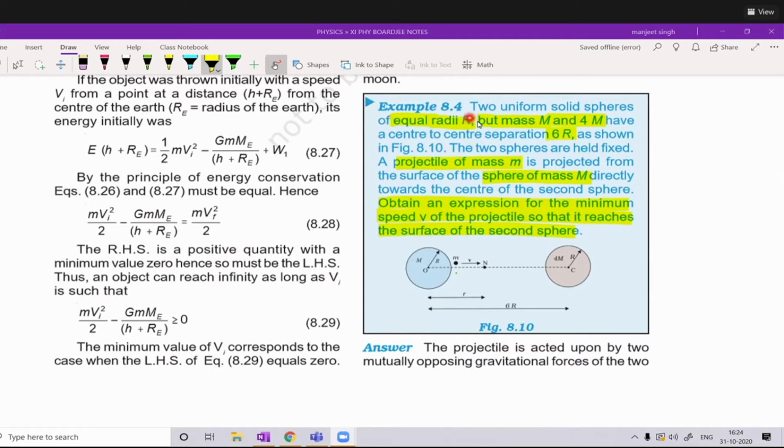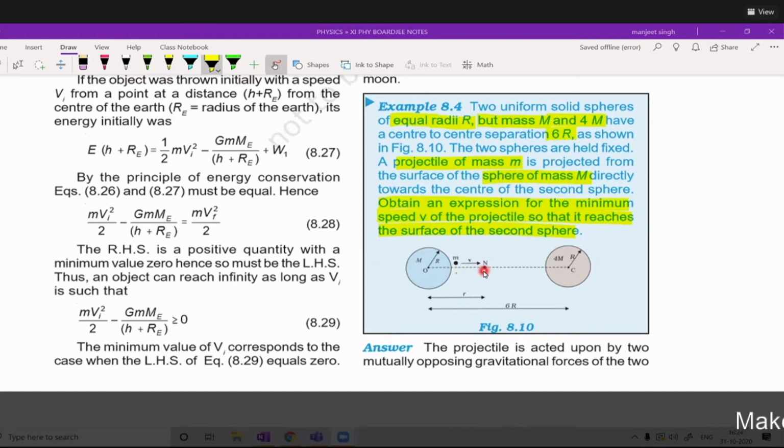Example 8.4: two uniform solid spheres of equal radii r, but masses M and 4M. This is mass capital M, and this is mass capital 4M. The center-to-center separation 6r is given, and these two spheres are held fixed. A projectile of mass small m is projected from the surface of the sphere of mass M, with velocity v.